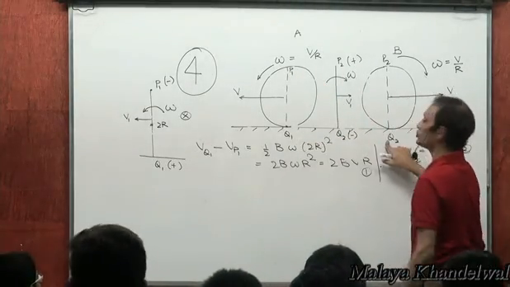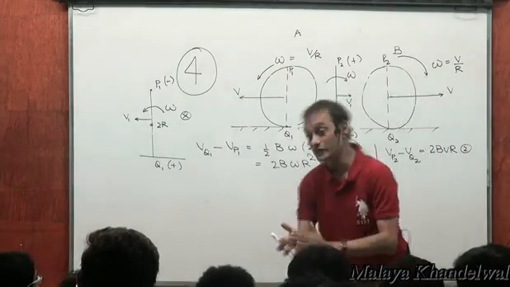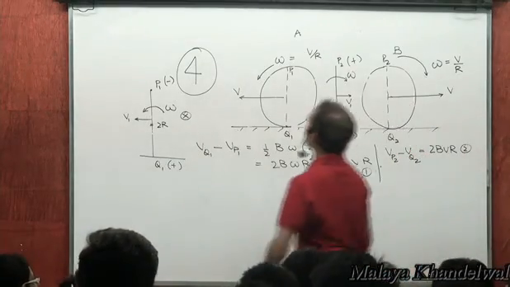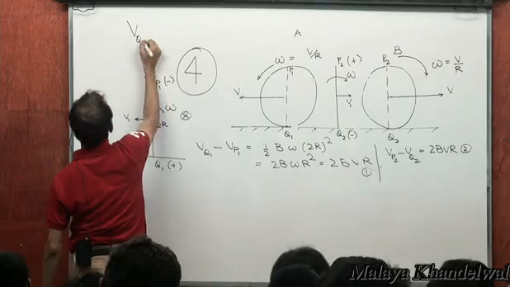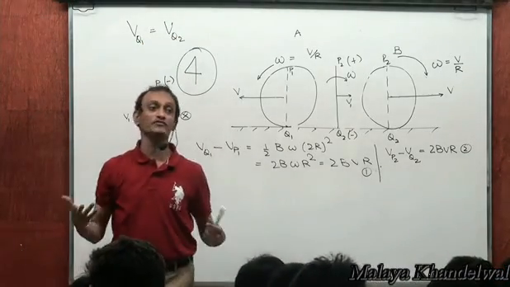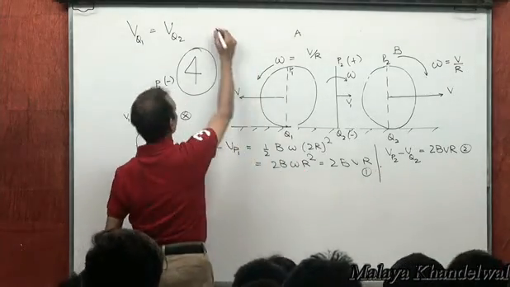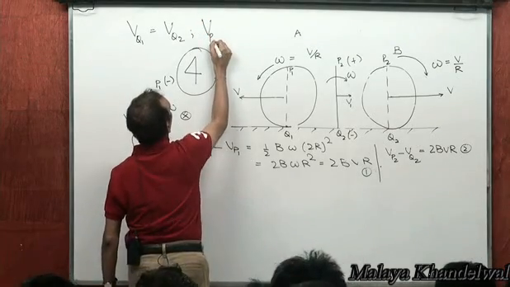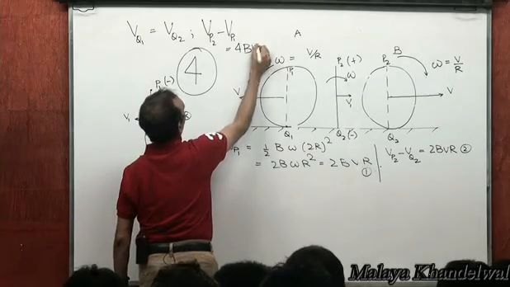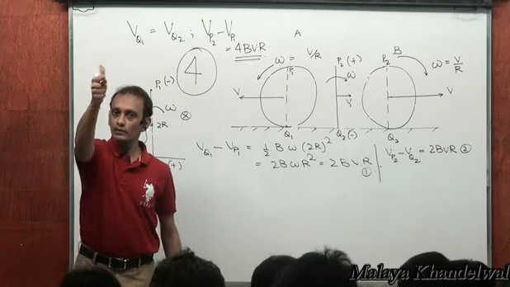Now tell me, between Q1 and Q2, what's the potential difference between Q1 and Q2? 0. Why? Conducting plane, absolutely, and there is no current. So Q1 and Q2 must be at the same potential. So VQ1 is VQ2. These are points on the conducting plane in which there is no current. If there was a current, there would be a potential drop. There is no current, so potential difference is 0. So if I add equations 1 and 2, then I get VP2 minus VP1 is 4Bvr. Right?